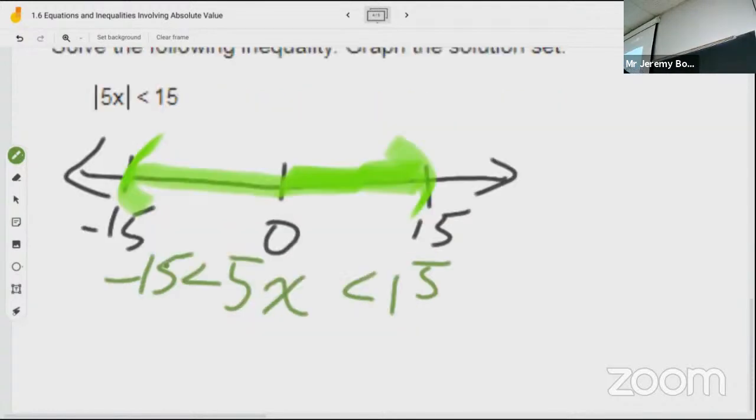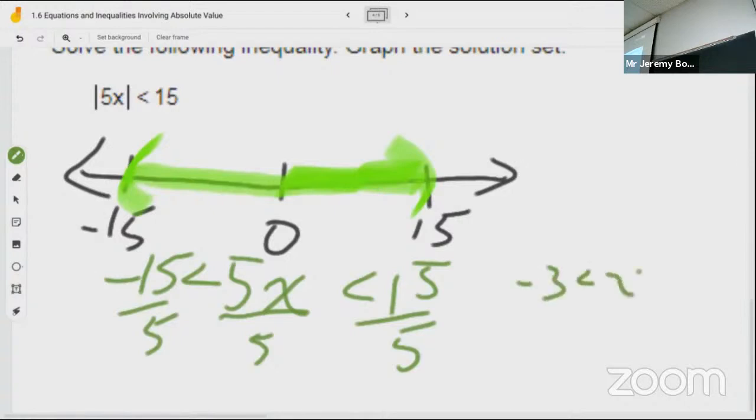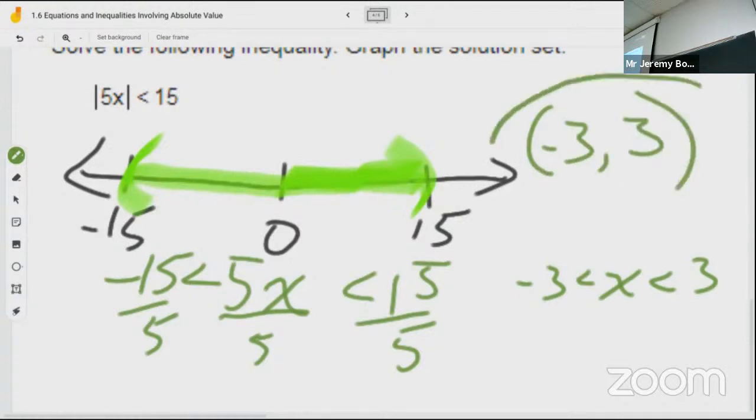And then we'll just solve that. Divide each part by 5. We're dividing by a positive, so the inequalities don't switch. And so we'll have negative 3 is less than x, which is less than positive 3. And so my solution set, my interval, is going to be parenthesis, negative 3, comma, 3, parenthesis.